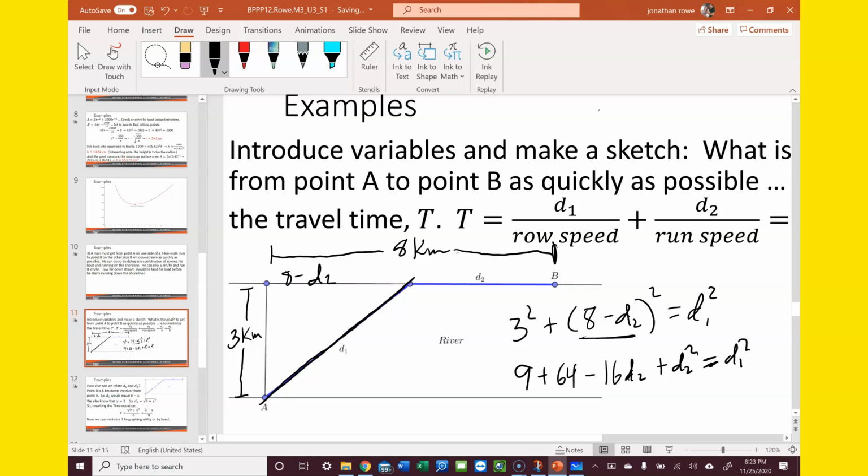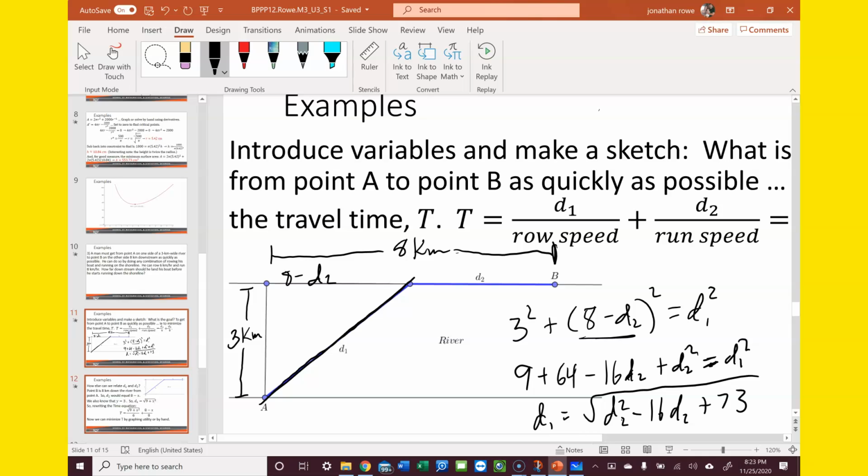Let me rewrite this a little bit better. I think I want to write it like this. That's going to be D1 equals the square root of D2 squared minus 16 D2 plus 73. Hopefully you see how I got that. I square rooted both sides to get D1 by itself. And I combined the 64 and the 9, and I just rearranged this so that the highest exponent term comes first. So that's going to be very helpful.